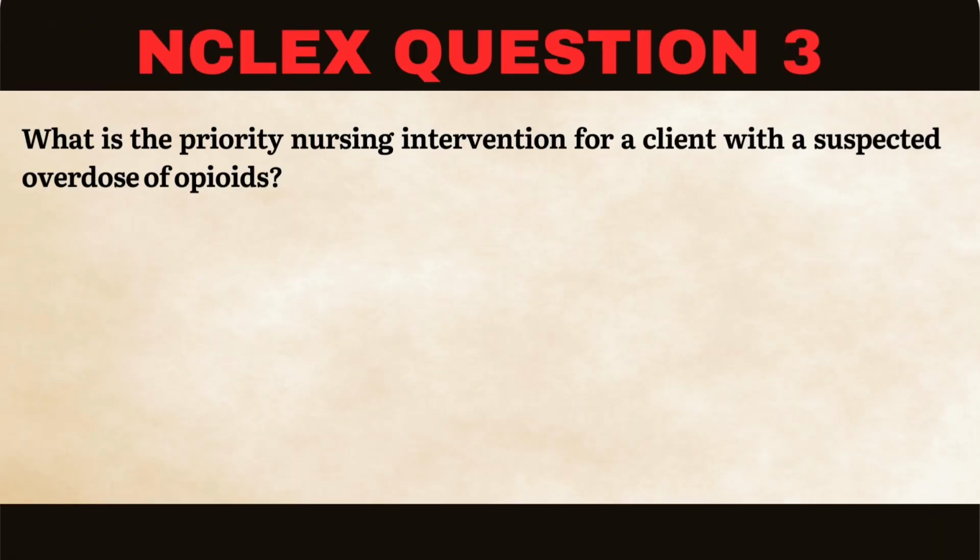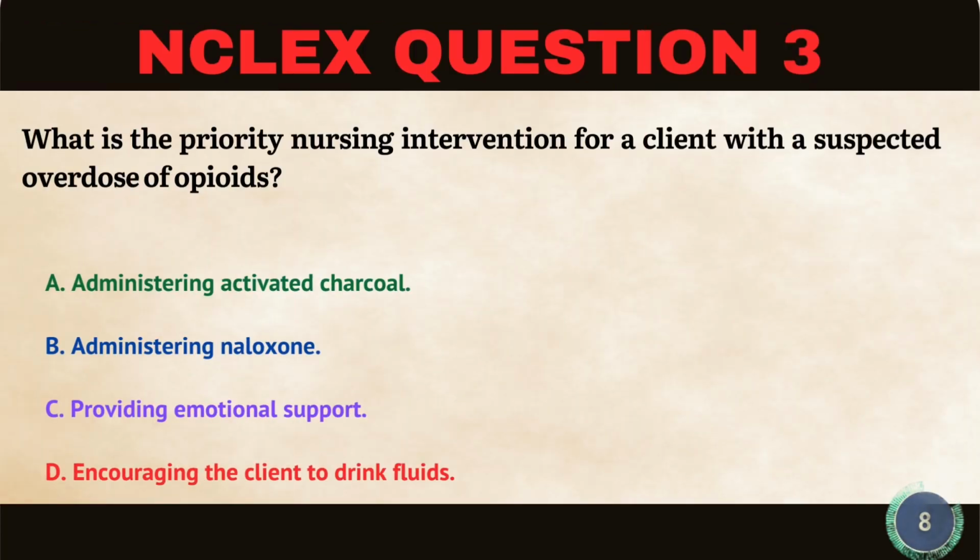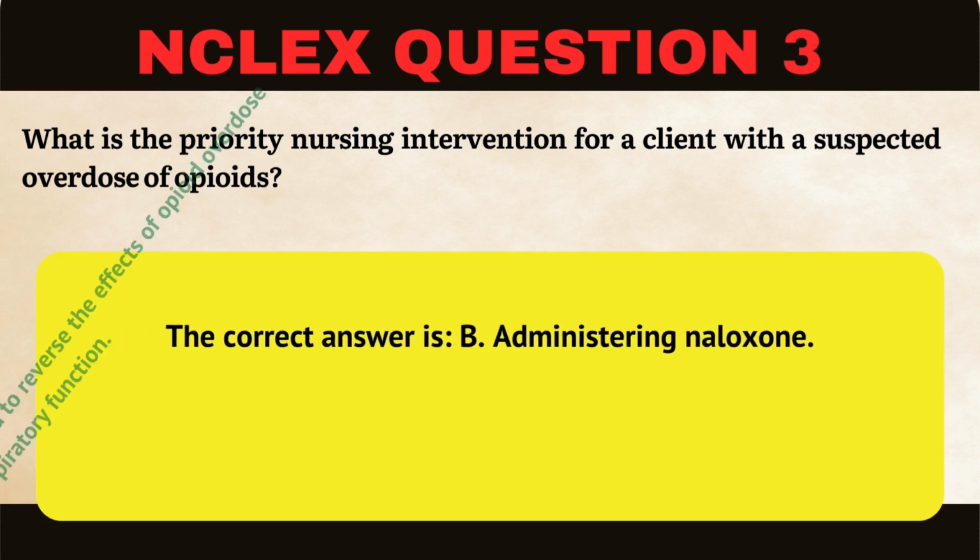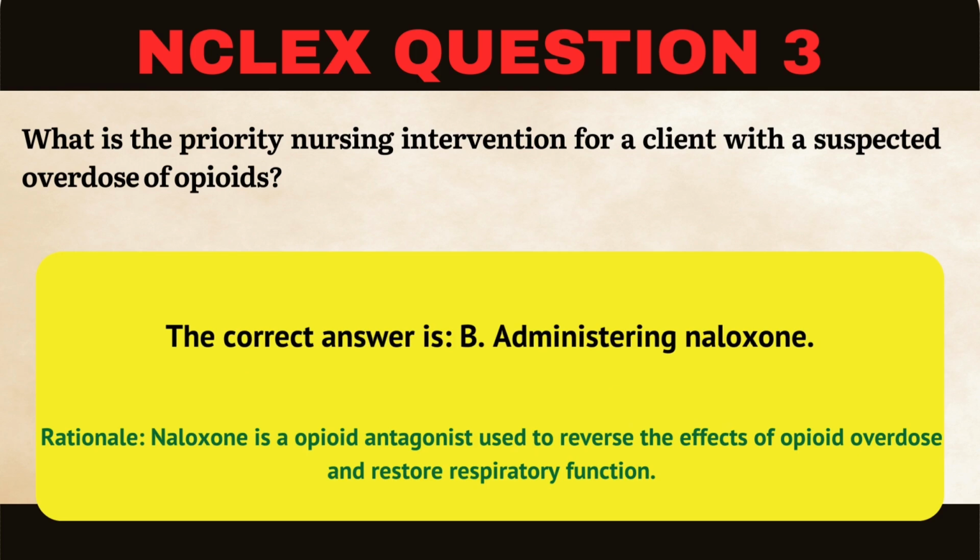What is the priority nursing intervention for a client with a suspected overdose of opioids? A. Administering activated charcoal. B. Administering naloxone. C. Providing emotional support. D. Encouraging the client to drink fluids. The correct answer is B. Administering naloxone. Rationale: naloxone is an opioid antagonist used to reverse the effects of opioid overdose and restore respiratory function.